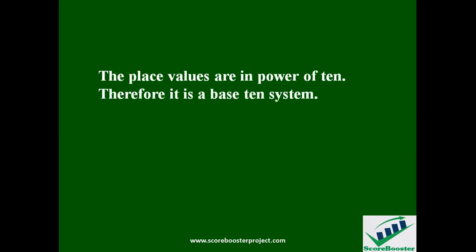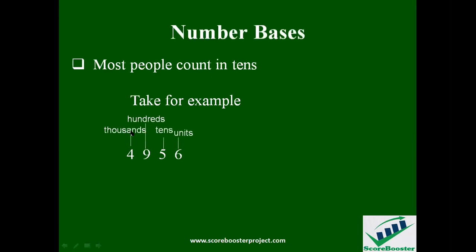So the place values are in powers of 10. Therefore, it is a base 10 system. If you look at these figures again, you can say this is 4,000, this is 900. And 1,000 has how many zeros? Three zeros. 100 has how many zeros? Two zeros. Then 10 has one zero. Do you get it? And this is just a single number, which we are going to talk about later on. That's what they mean here, that the place values are in powers of 10.